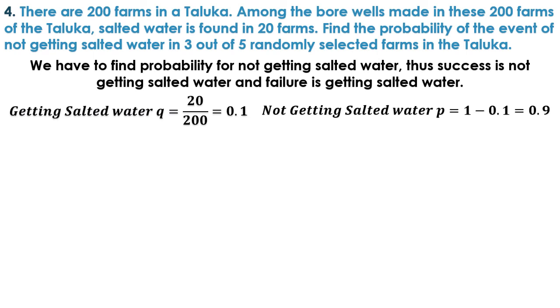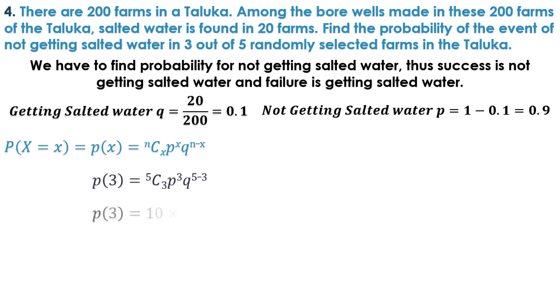Now we have selected 5 farms and we are supposed to not get salted water in 3 of the farms. Let's see how we can run it. The formula is nCx p raised to x q raised to n minus x, and we have to put 3 into this equation here. So 5C3 p raised to 3 q raised to 5 minus 3. Now 5C3 is 10, p is 0.9 raised to 3, and 5 minus 3 is 2, so 0.1 raised to 2. My success is not getting salted water, that is 0.9, and getting salted water is failure, that is 0.1.